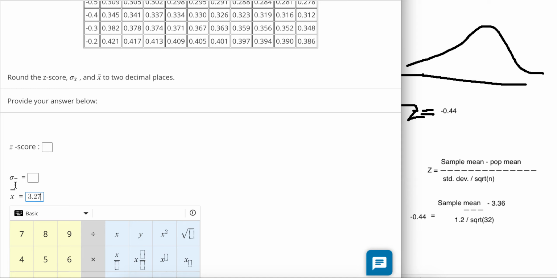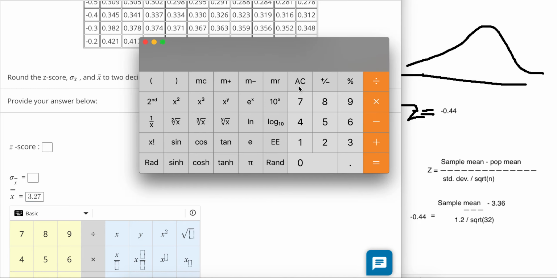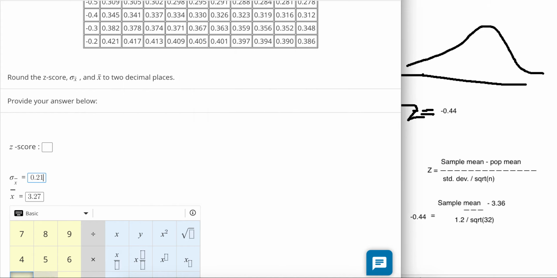3.27. The standard error of the mean is what we calculated in the bottom, so I guess I could have saved time by taking care of that. That was 1.2 divided by the square root of 32. We got 0.21 for the standard error of the mean, and the z-score we got was negative 0.44.